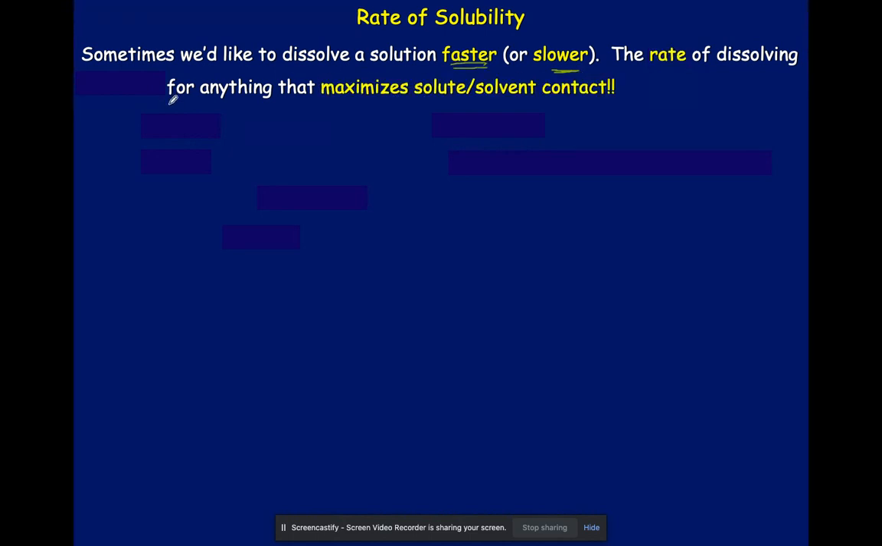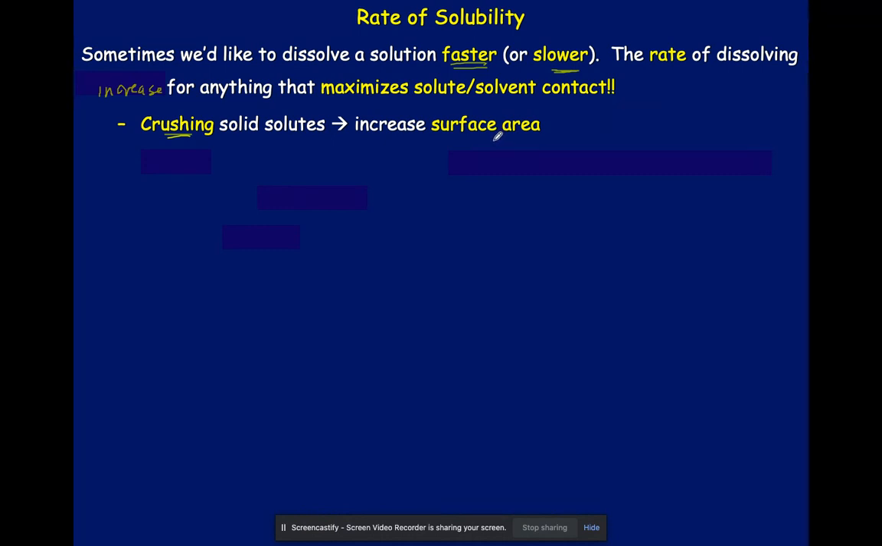The rate of dissolving is going to increase for anything that maximizes the contact of the solute and the solvent. That's going to be really, really important. If you can maximize that contact and maximize that energy, you can dissolve things faster. So that becomes the big thing. One of the things we can do is crush the solid solute. If you have a solute in large chunks or large lumps, if we crush that up a little bit, you can increase the surface area and allow it to dissolve faster.